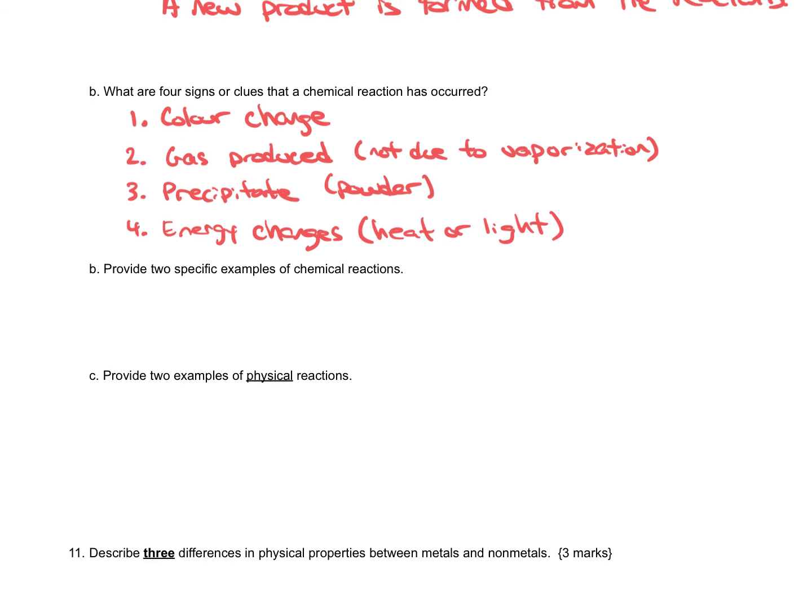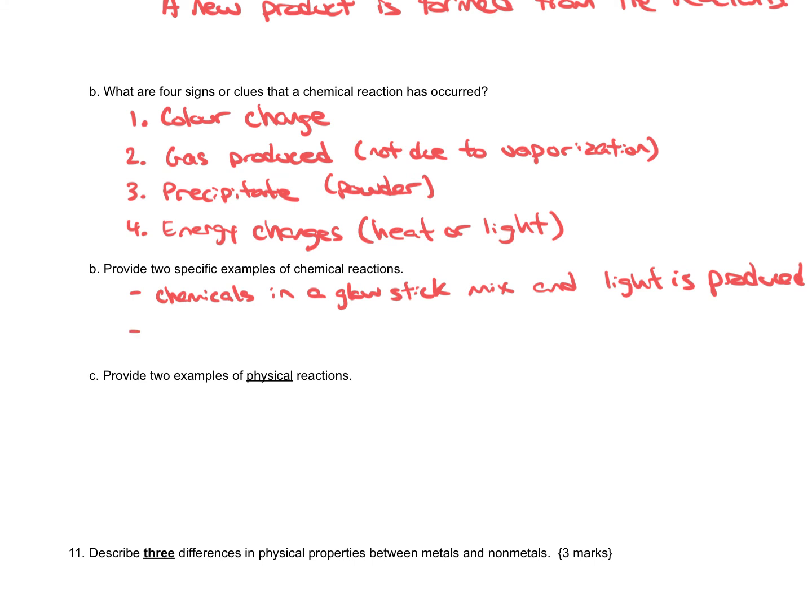Provide 2 specific examples of chemical reactions. Okay, so there's lots I can say here. I already talked about glow stick, so I can write that down. So the chemicals in a glow stick mix, and light is released or produced. Okay, it starts glowing, so there's a sign that we have a chemical reaction.